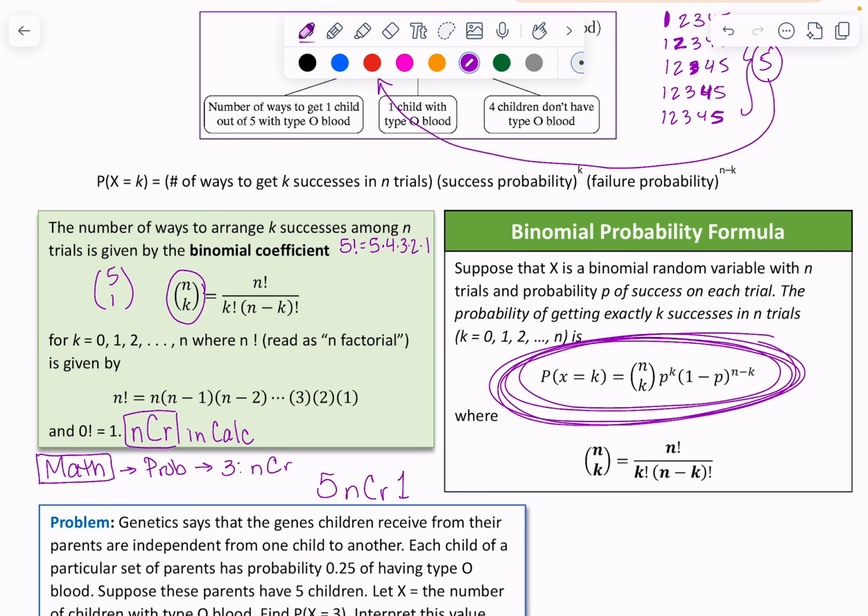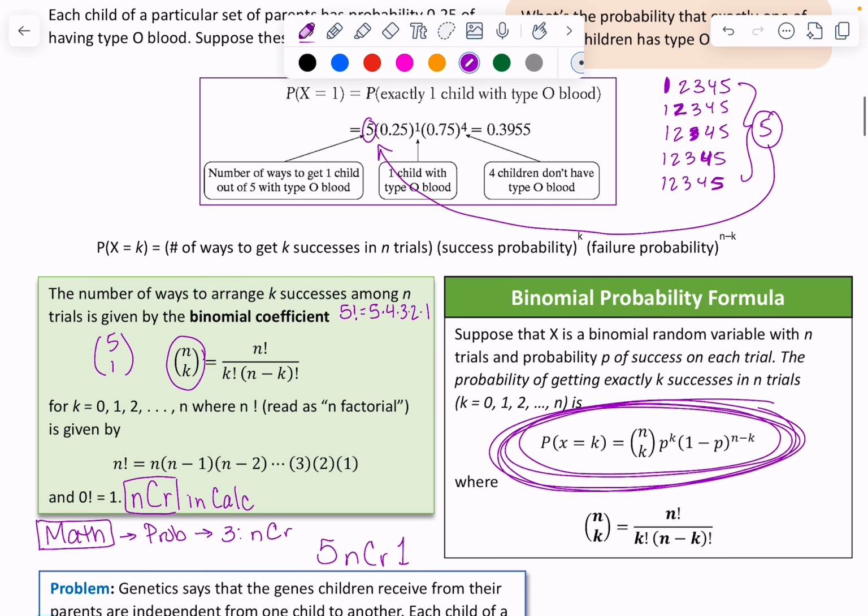Okay, so this is just like what we saw. This is how many ways to get the combination of kids we need, so like 5 choose 1. Your probability of success times how many times you're going to see the success, and your probability of failure times how many times you're going to see those failures.